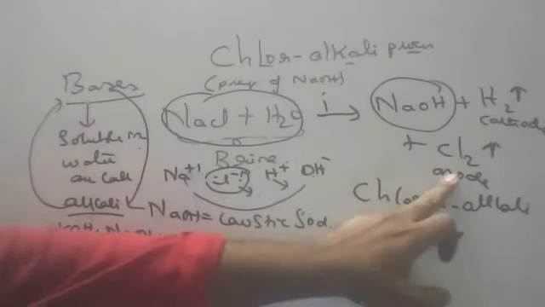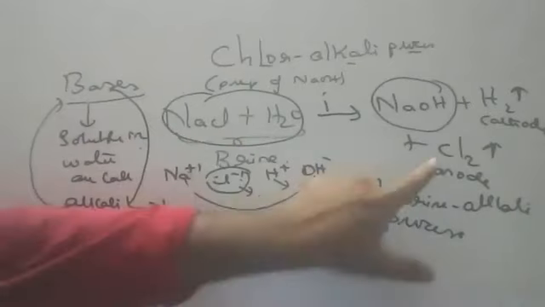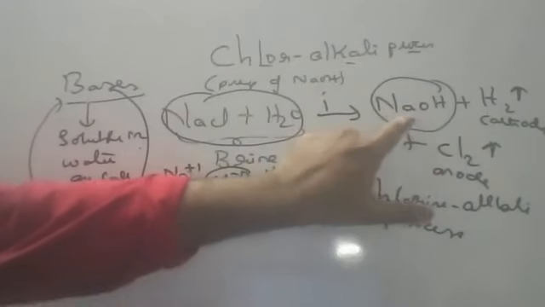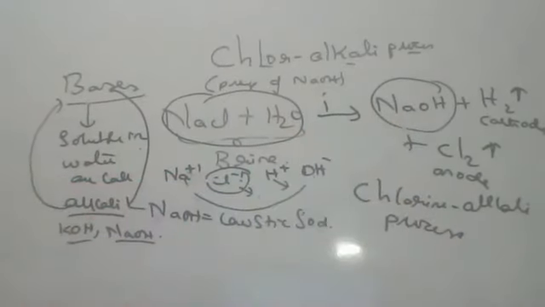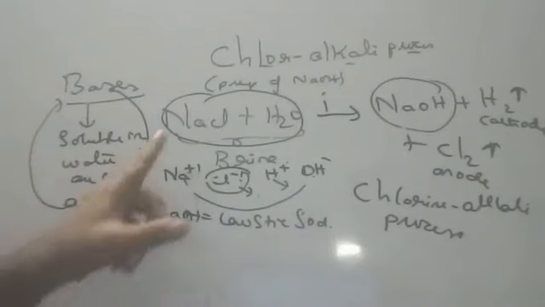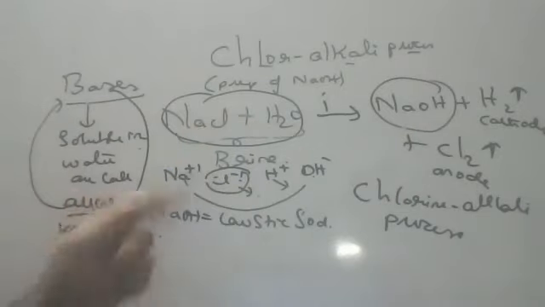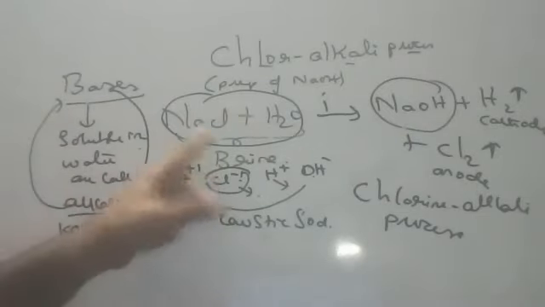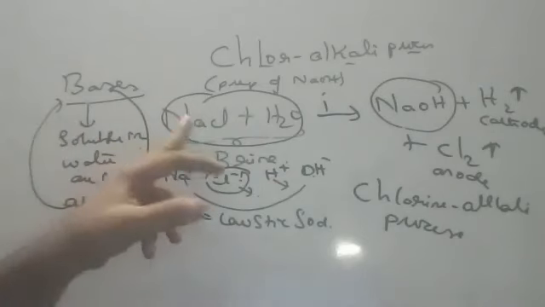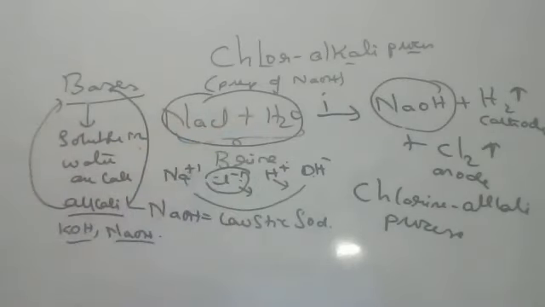Because chlorine is coming and NaOH is coming, this is called the chlor-alkali process. So on electrolysis of brine solution, electrolysis means that if you pass current, the electrolyte breaks up into ions. Who is the electrolyte here? The brine solution. What is meant by brine? NaCl plus water. Salt water is called brine.